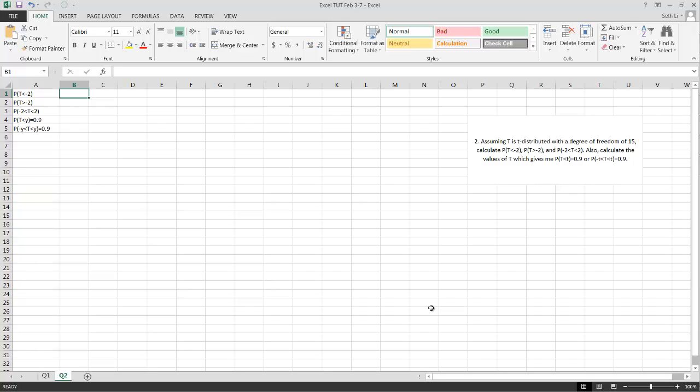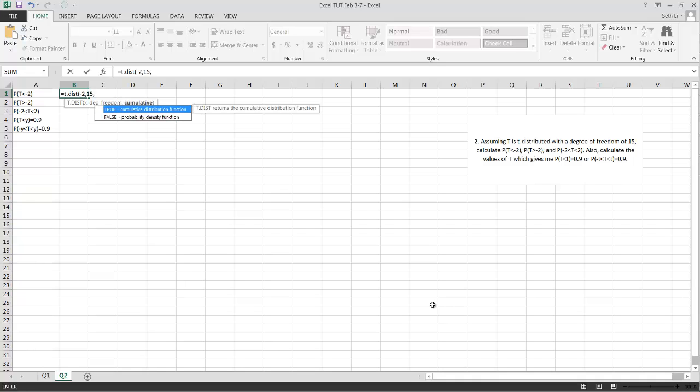So for this case, we're going to use the function t.dist. Pretty logical, makes sense. It's going to ask us for the value of x, in this case it's negative 2. It's going to ask us for the degrees of freedom, which is 15. And then once again, it's going to ask us cumulative. In this case, we still want that to be true.